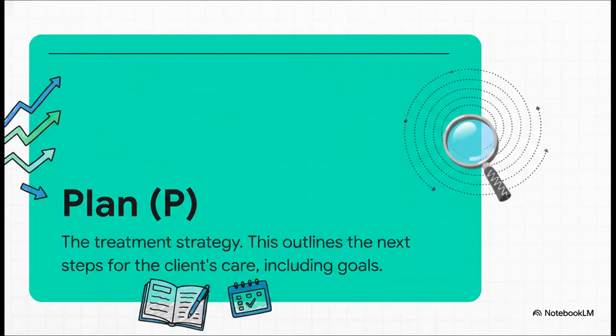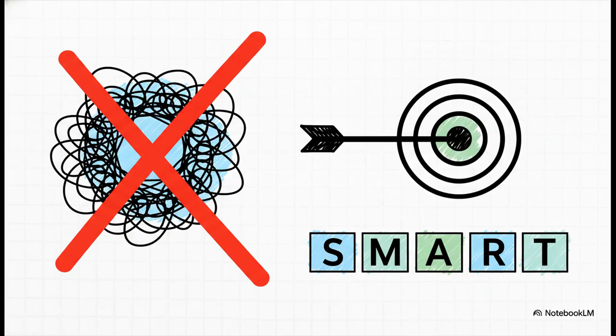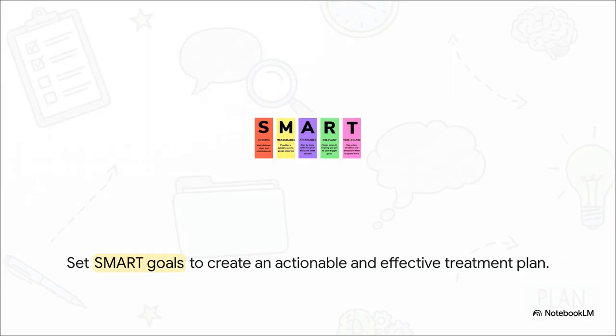And that brings us to P for plan. This lays out the next steps for care. But you know, a plan is only effective if its goals are clear. That's where SMART goals come in. Setting SMART goals is an absolute game changer for making treatment plans that work.